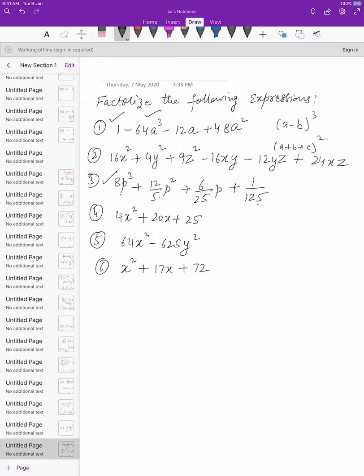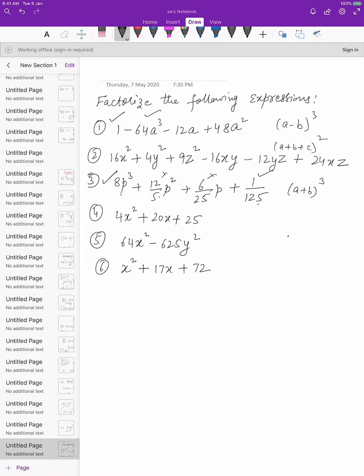The first one is 8p³, which is written as (2p)³, and this is not a cubic term, this is not a cubic term, but yes, 1/125 is a cubic term. It can be written as (1/5)³. So you know your a and b, and then you can continue your factorization the way I have taught you.